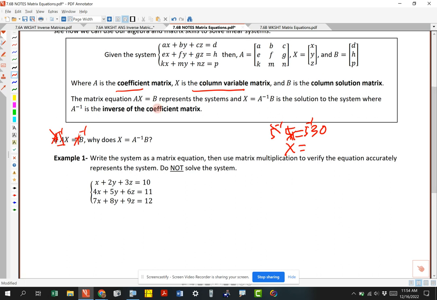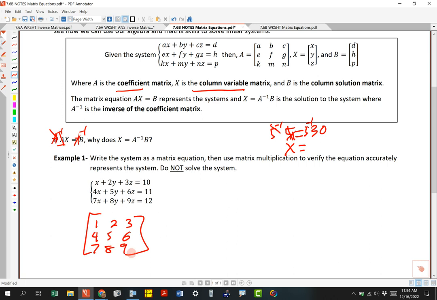So this is what we're going to do. We're going to write down a matrix equation. The first thing we're going to write down is the coefficient matrix. So that's just all of these coefficients: 1, 2, 3, 4, 5, 6, 7, 8, 9.